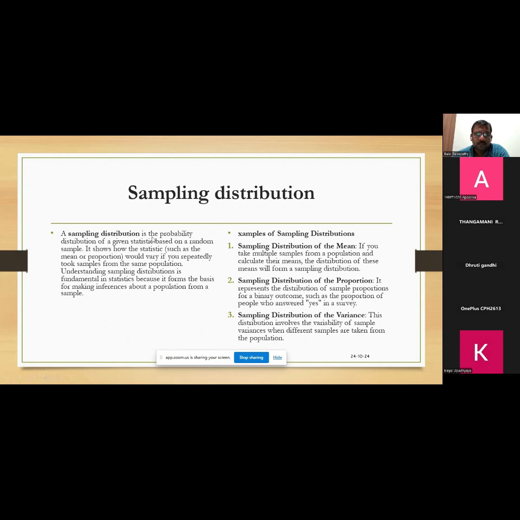A sampling distribution is the probability distribution of a given statistic based on a random sample. It shows how the statistic would vary if you repeatedly took samples from the same population. Understanding the sampling distribution is fundamental in statistics. From the population directly, I can take 50 different samples, but I don't have the time. So from my sample, I make 49 different samples, because that is also from the same population. In that direction, statistics works. It is called the mean of means.